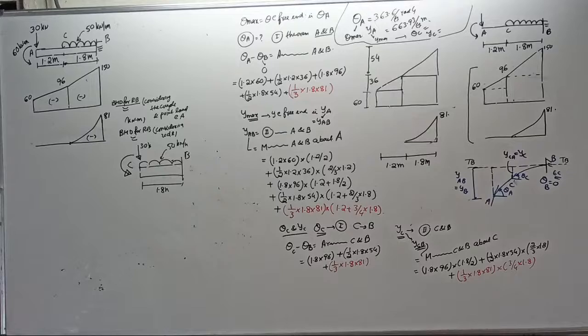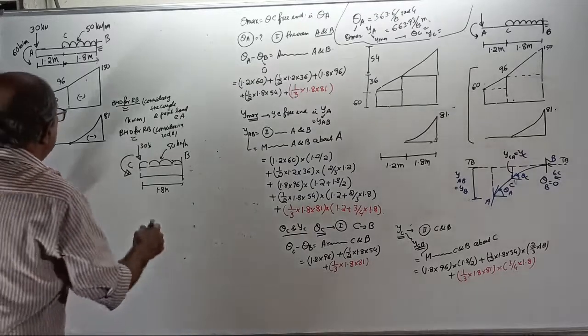See, I am taking a risk here. Later, if the answer is not tallying, anywhere a mistake means I am not responsible. 96. Okay, now solve this question.